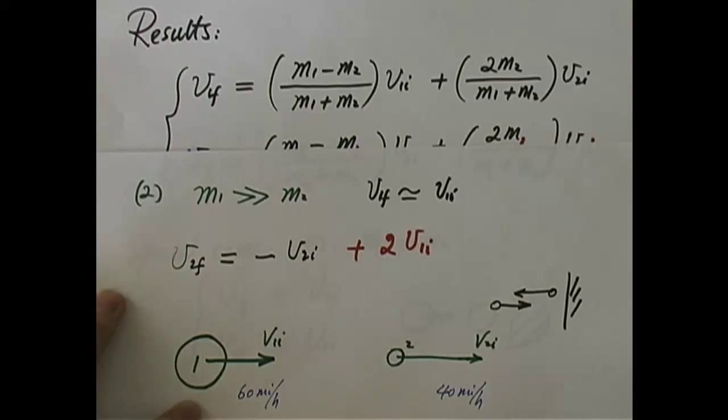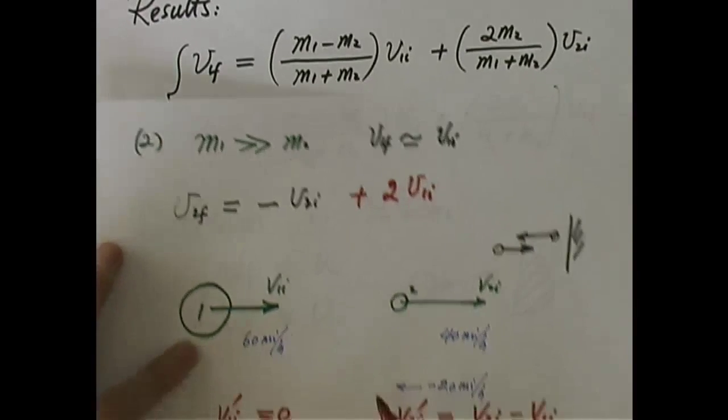But this other guy, v2 initial prime, right before the collision, from this truck's point of view, is equal to v2 initial minus v1 initial, which in this case is 40 minus 60, negative 20, going backwards. Okay, this is the reference frame. It's like a wall, and it's stationary. Why stationary? Because you are using the truck itself as a reference frame. Of course, it's not moving, right?